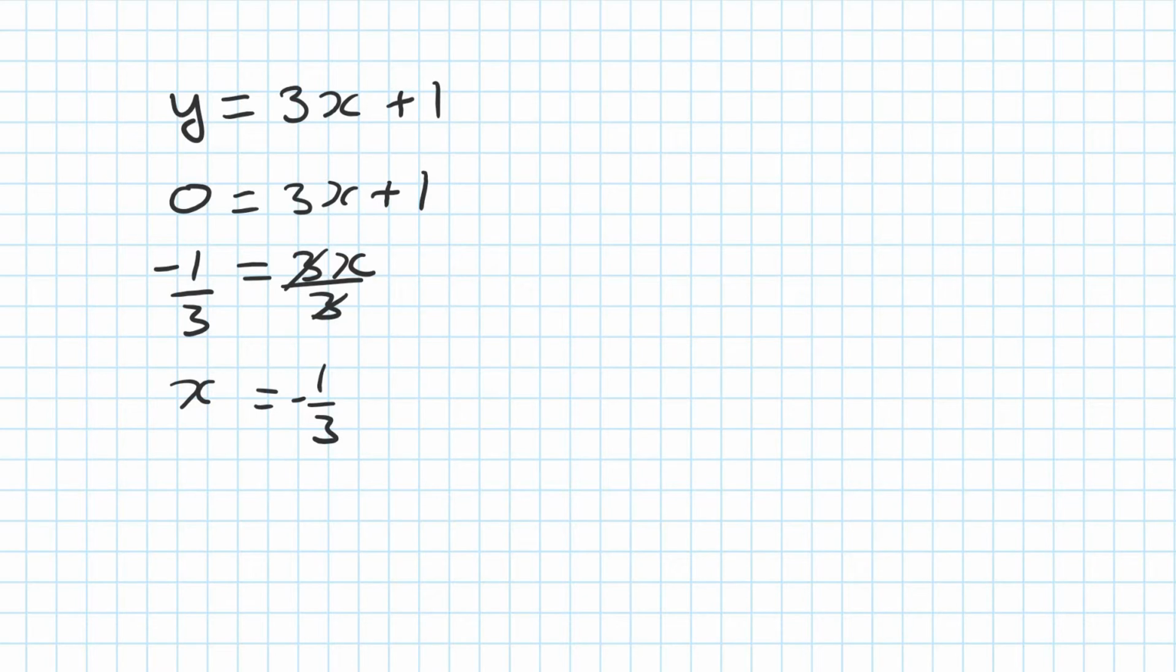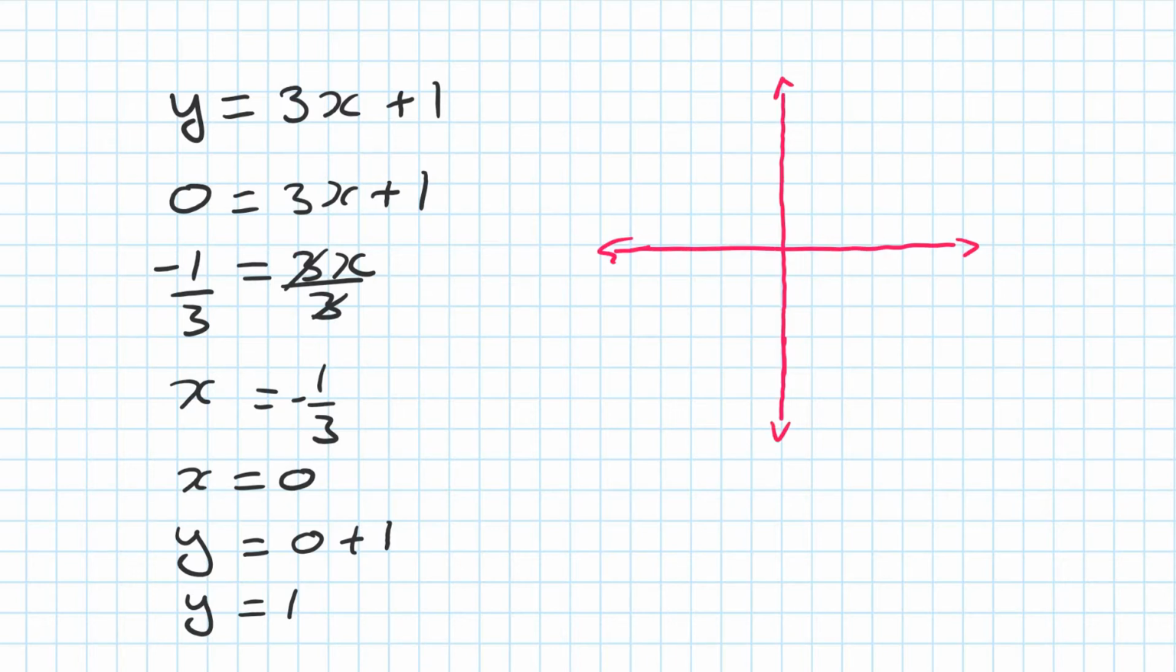Y-intercept is when x is 0, so when x is 0, y equals 3 times 0 is 0 plus 1. So 0 plus 1, so y equals 1. To sketch this, I just label this is x, this is y. Y-intercept is 1 and x-intercept is negative 1/3, just roughly. So to sketch this, I just quickly sketch it. This is 1, this is negative 1/3.